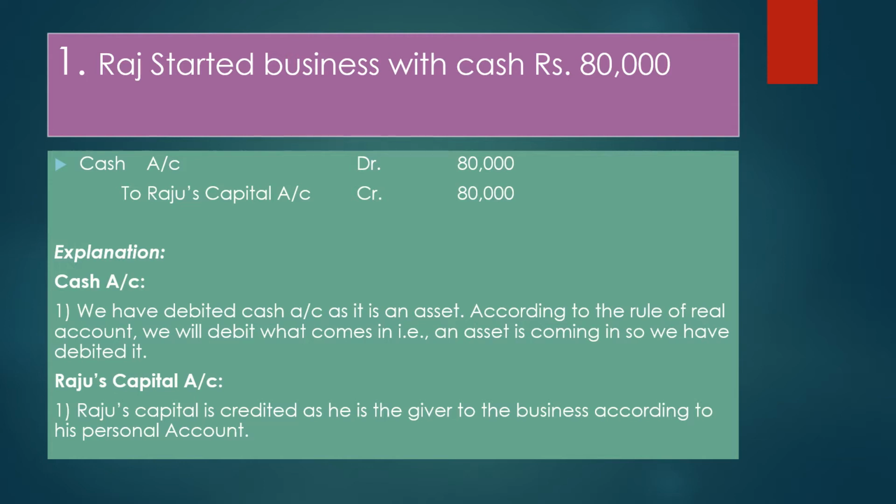Then, Raju's capital account. Raju's capital account is credited as he is the giver. I have already said you, Raju is the giver of the business. So we need to credit him according to the personal account.